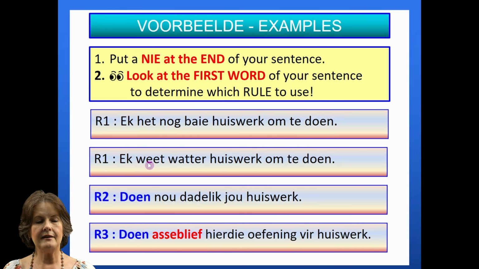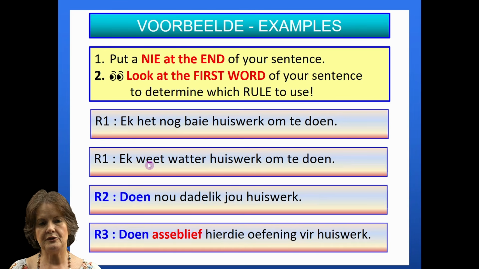So number 1, the first one will read, ek het nie meer baie huiswerk om te doen nie. And the second one is, ek weet nie watter huiswerk om te doen nie. And that is how easy negatives are in Afrikaans.